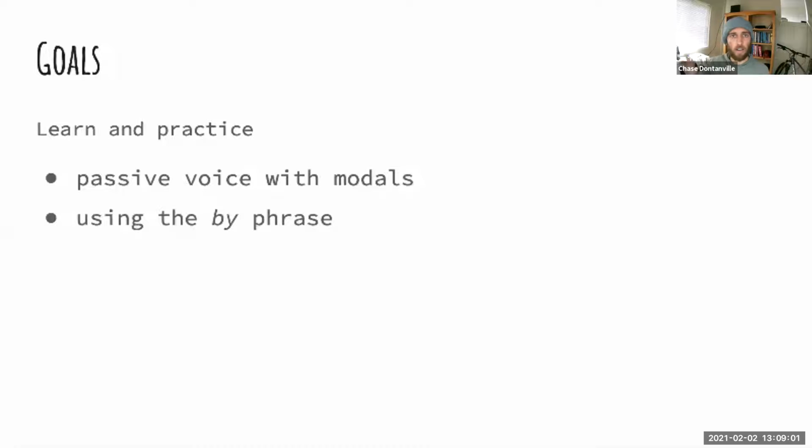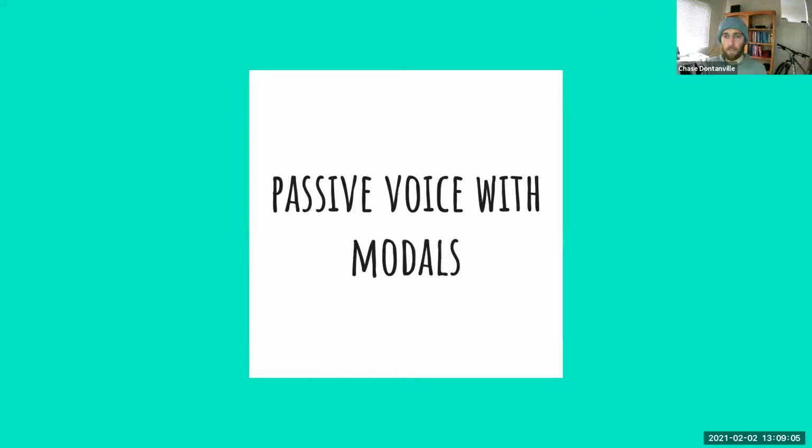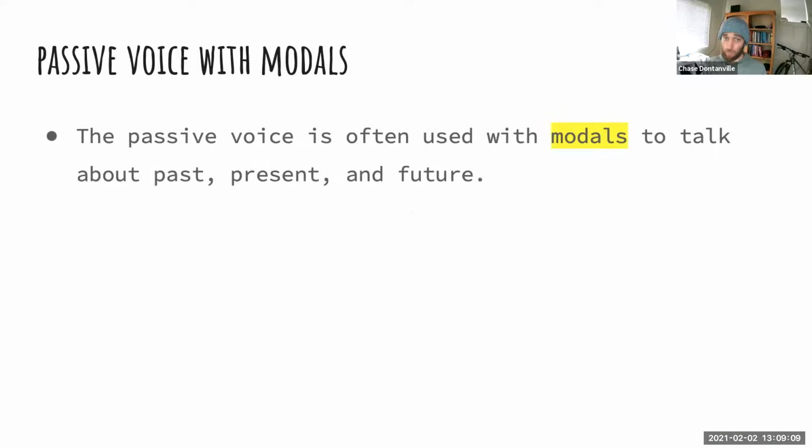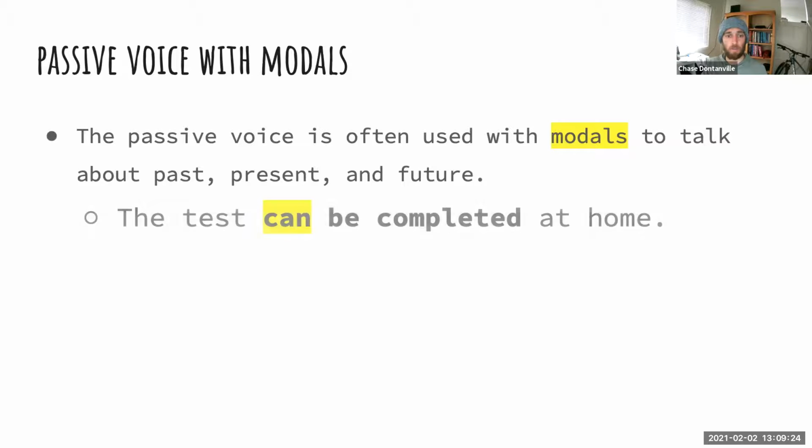So we're still talking about passive voice. First, passive voice with modals. The passive voice is often used with modals to talk about past, present, and future. Remember, modal verbs are special verbs like can, will, would, should, and we use these with the passive. For example, the test can be completed at home. So can is the modal, be completed is the passive.